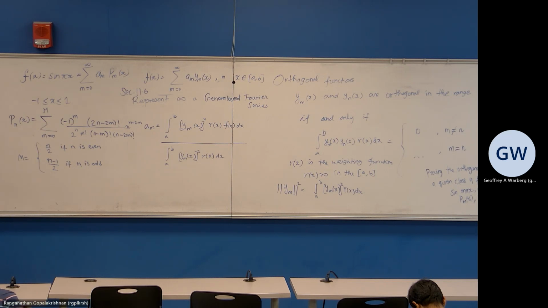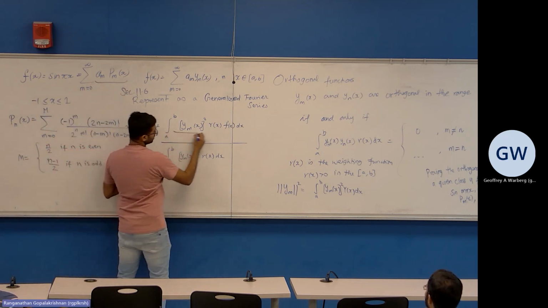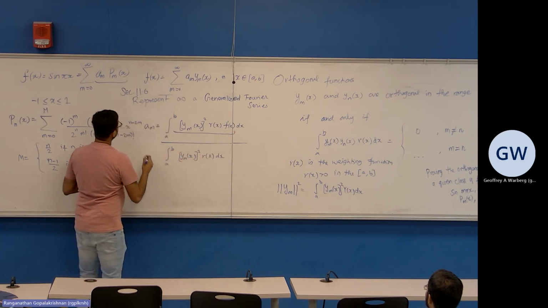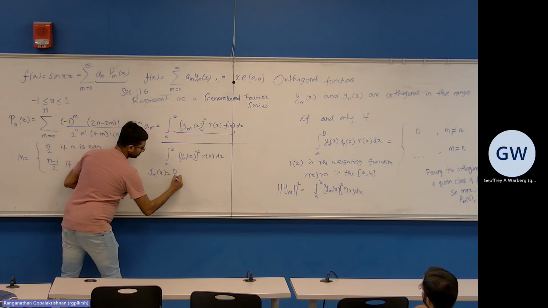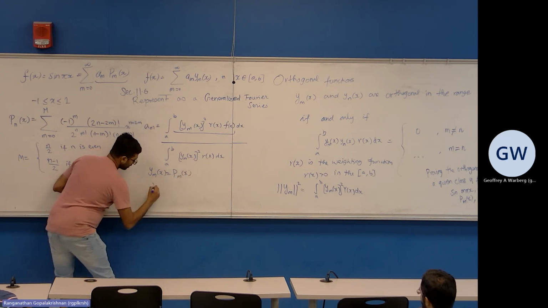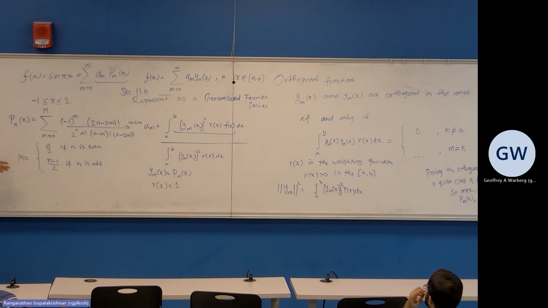All right. Where do you begin? You look at this functional form, and if our Y_m of x happens to be the Legendre polynomial, we also take r of x equal to 1. Okay, this is the starting point.